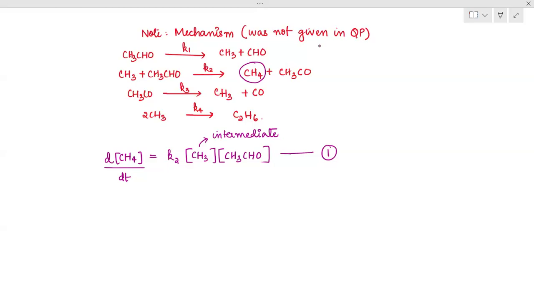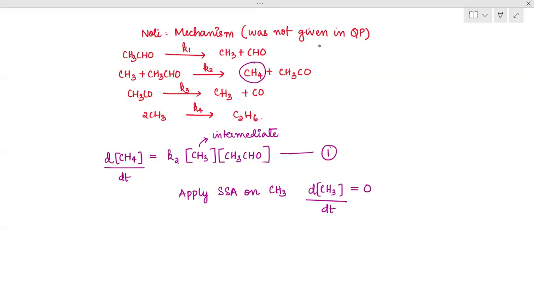Now in equation number 1, we have an intermediate. We have to remove that intermediate. To remove it, we will apply steady state approximation on CH3. Correct. Now, if you apply steady state approximation on CH3, the change in the concentration of CH3 with time, d[CH3]/dt, will be equal to 0 according to the steady state approximation.